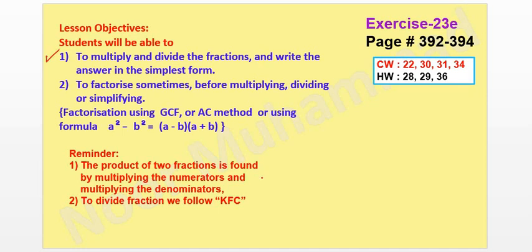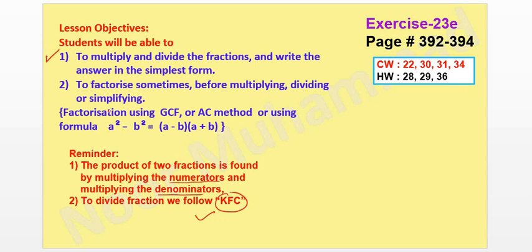If you remember in my last video, I explained that even if it's a multiplication question, we always multiply the numerators together and we multiply the denominators together. If we have to divide the fractions, then we think about KFC. That means keep the first fraction, flip the second one, and change the division sign into multiplication.